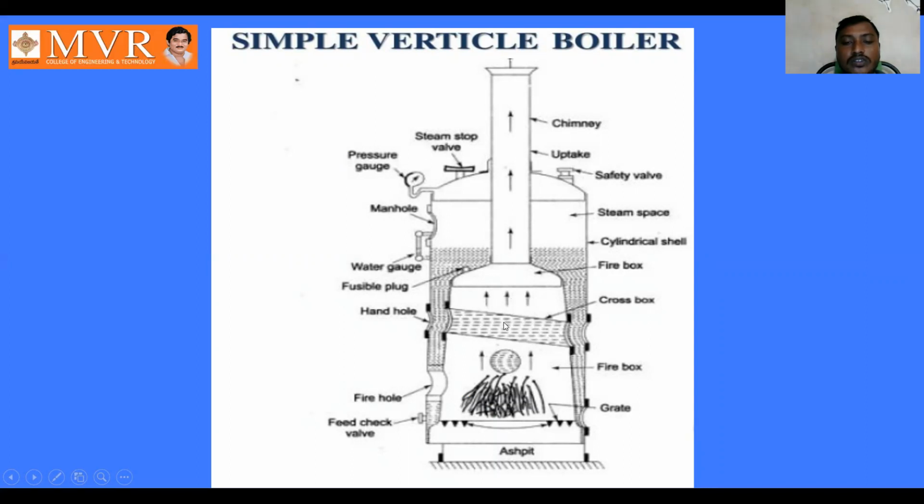It is a single cross tube which we use in the simple vertical boiler, and in the Cochran boiler we use multiple cross tubes. After surrounding these cross tubes, the hot gases go up to the atmosphere through the chimney. We have some mounting accessories: steam stop valve, pressure gauge, water gauge, fusible plug, which I have explained below about the Cochran boiler. I have told you about all these mountings and accessories.